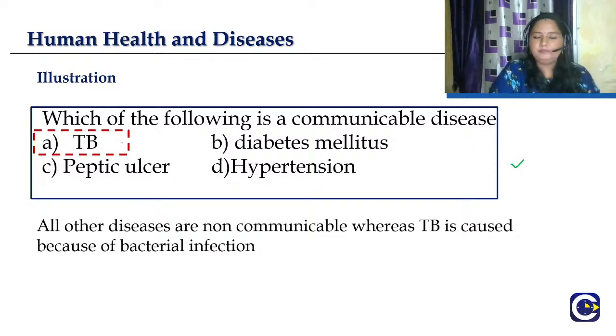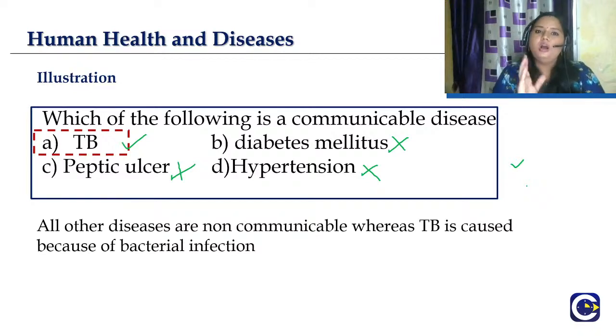The first one is TB. TB is caused by Mycobacterium tuberculosis, which is a bacterial infection. So that is caused by a bacteria, which is a communicable disease. Diabetes mellitus is not a communicable disease. Peptic ulcer is a lifestyle dependent disease, and hypertension is again not a communicable disease. It is only TB. You can expect some questions just like this. This is just a sample to show what kind of questions you can expect from this topic.